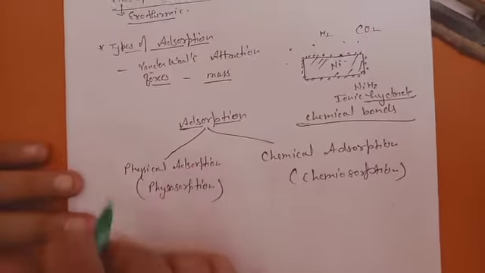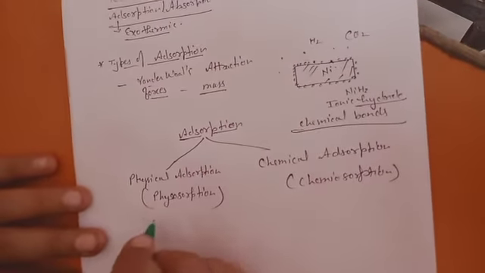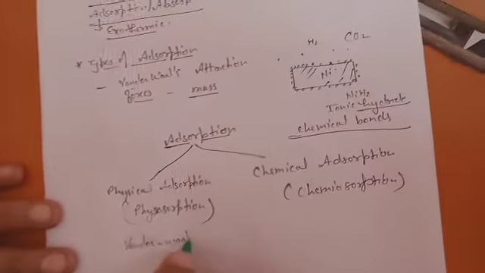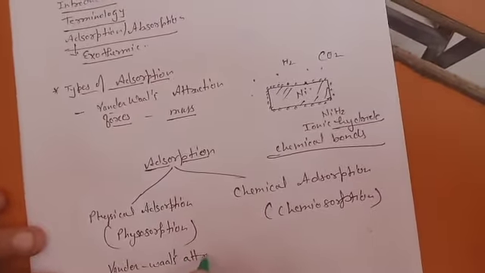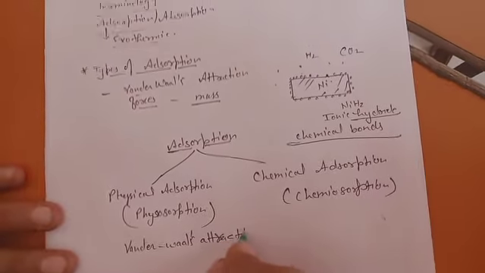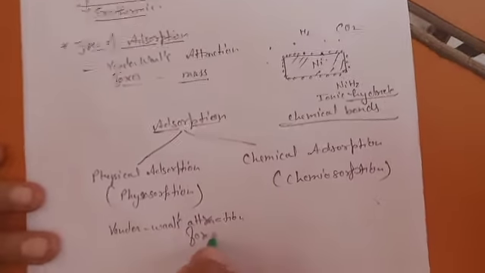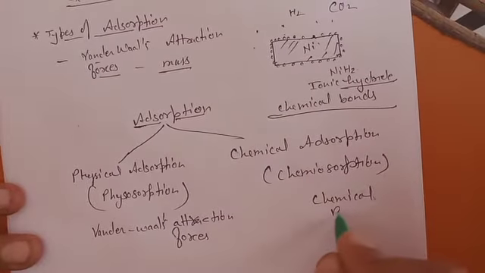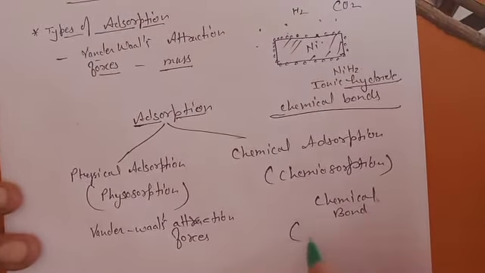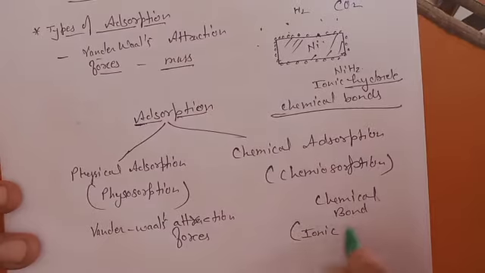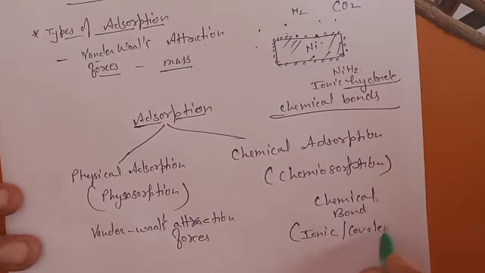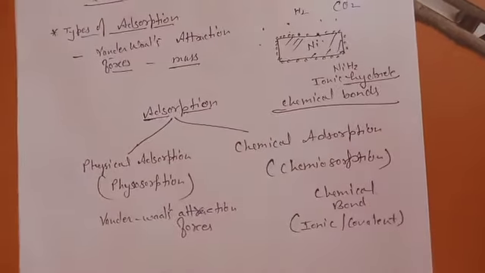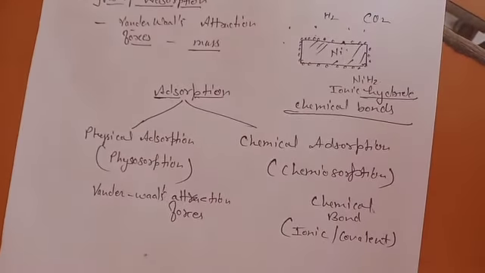You know very well that physical adsorption is on the basis of van der Waals attraction forces. It happens due to van der Waals attraction forces. But chemical adsorption happens due to the formation of chemical bonds. A chemical bond can be of various natures, ionic as well as covalent. In some cases it is ionic, in some cases it is covalent.